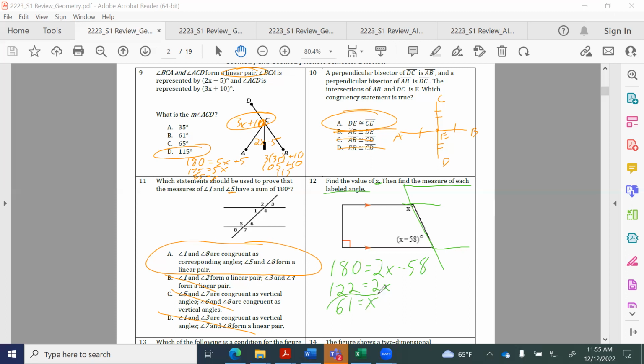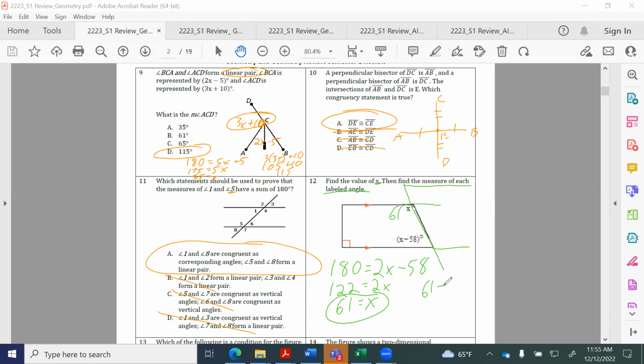This is one piece of the answer, but they want us to find 3 different things. They want us to find that, and the measure of each of those labeled angles. So then we also know that this angle is 61. This angle, we have to actually plug it back in, 61.